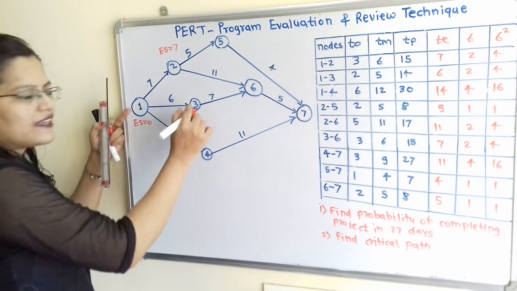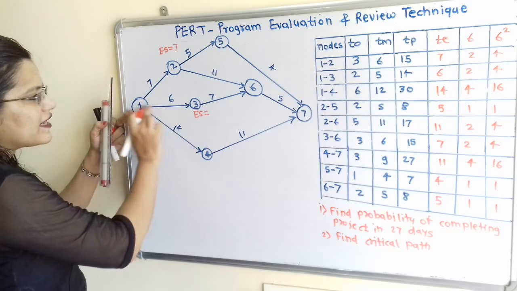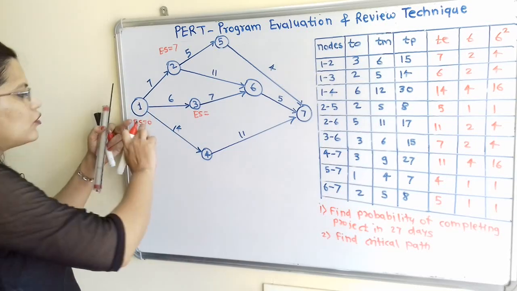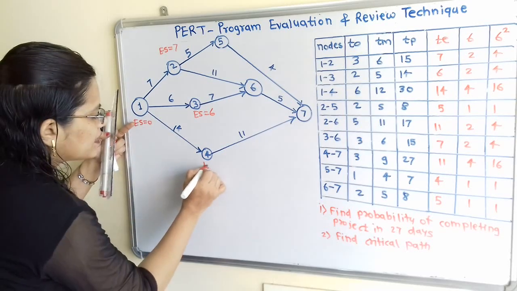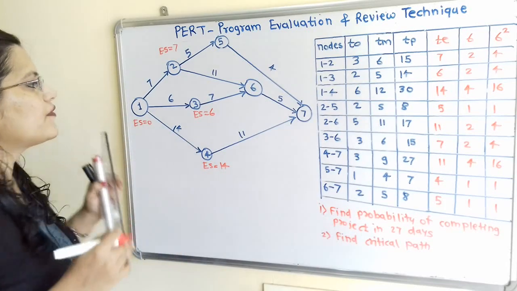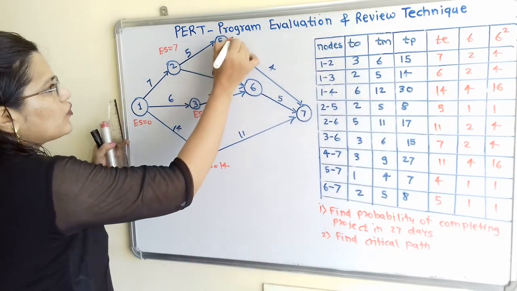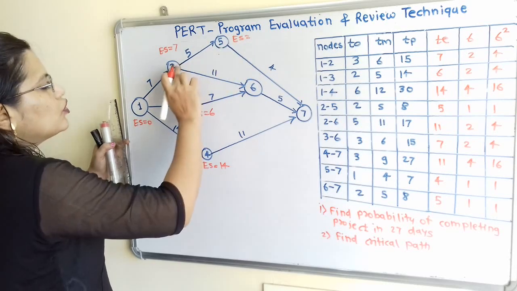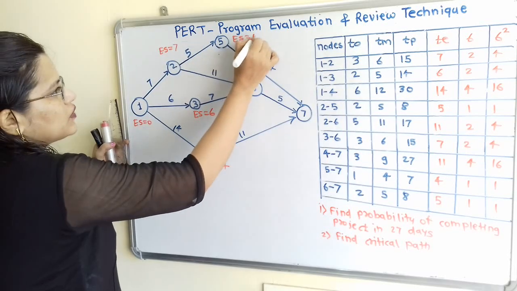Then we will take the next node, that is the node 3. So ES is equal to. So at node 3 there is only one incoming arrow. So 0 plus 6, 6. And at node 4 ES is equal to 0 plus 14, 14. Now we will move next, that is after node 4 there is node 5. So at node 5 ES is equal to. So only one incoming arrow. So 7 plus 5, that is 12.